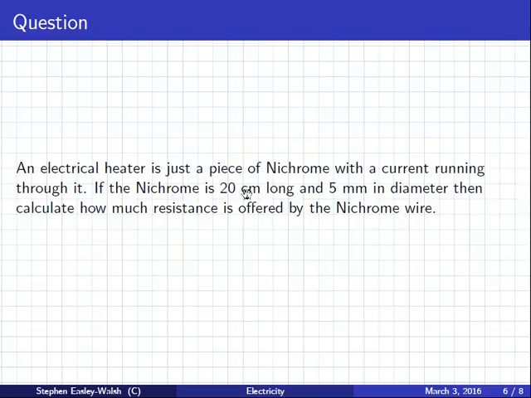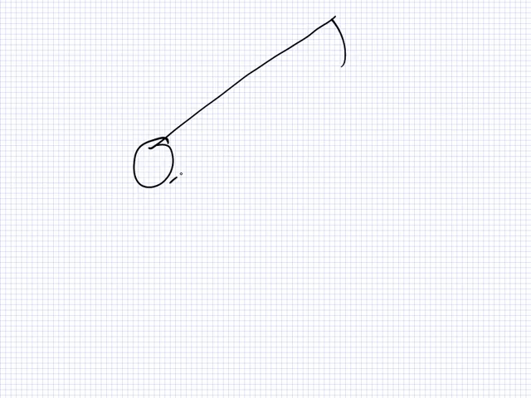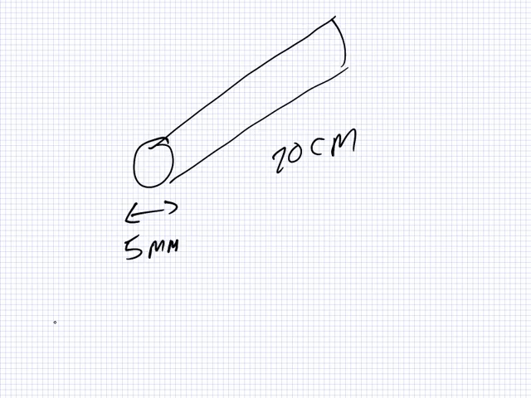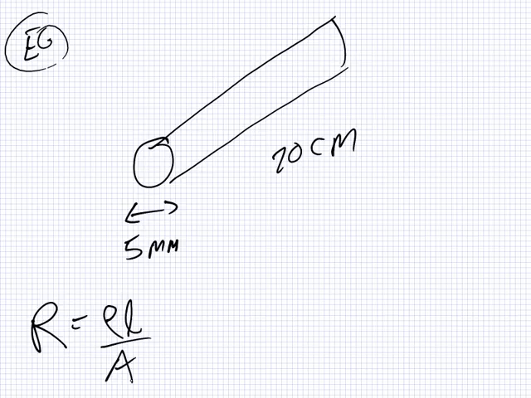If the nichrome is 20 centimeters long and 5 millimeters in diameter, then how much resistance is there? So I'll draw it here for you. It's 20 centimeters long and then 5 millimeters in diameter. And I want to know what is the resistance. So the formula is ρL over A. So far okay? Now, can you tell me what is the constant for nichrome in your table?